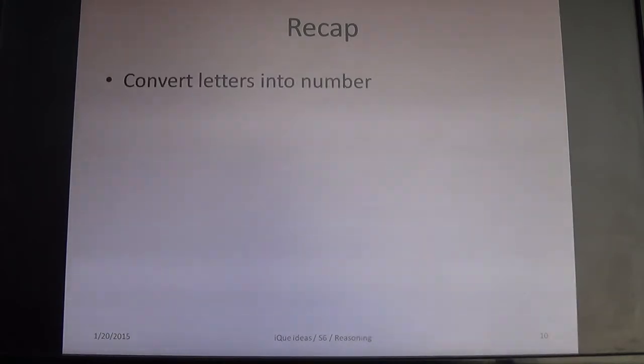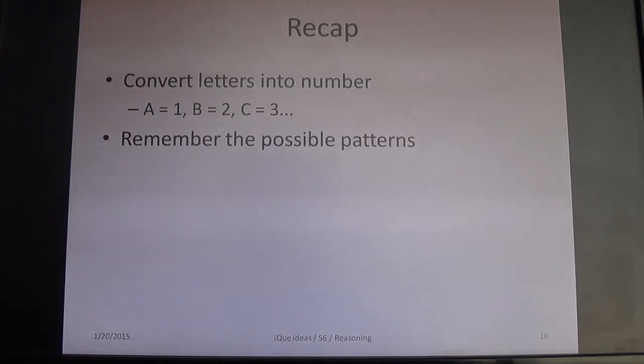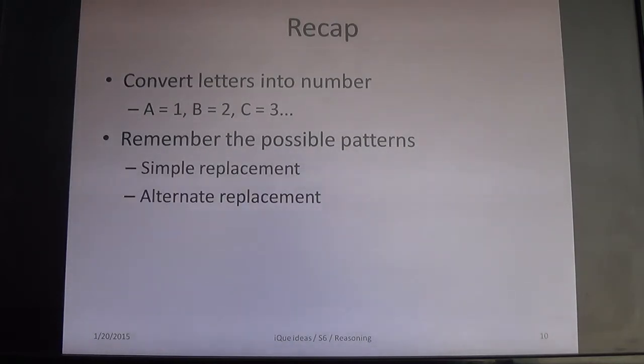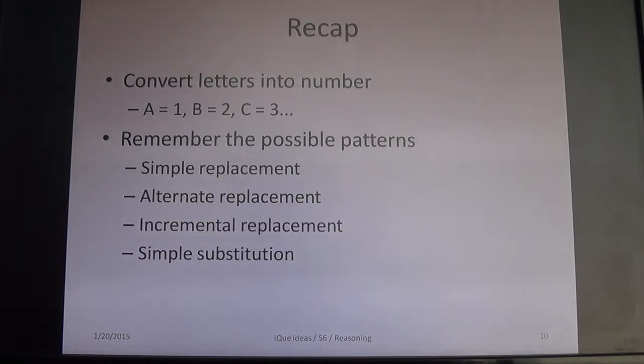So to quickly recap, a quick way of solving questions of coding and decoding would be converting letters into numbers, where A is 1, B is 2, C is 3 and so on. Remember, A to M, 1 to 13, left to right, N to Z, 14 to 26, right to left. After Z, again we go back to A. Remember the possible patterns. It could be a simple replacement, it could be alternate replacement, it could be incremental replacement, it could be simple substitution, or there could be patterns.